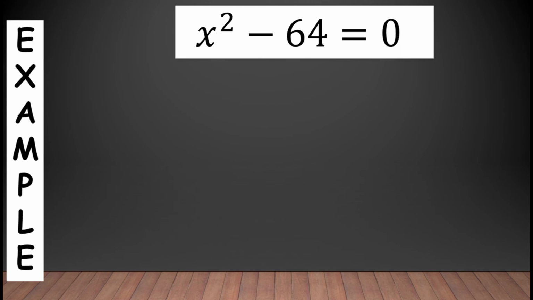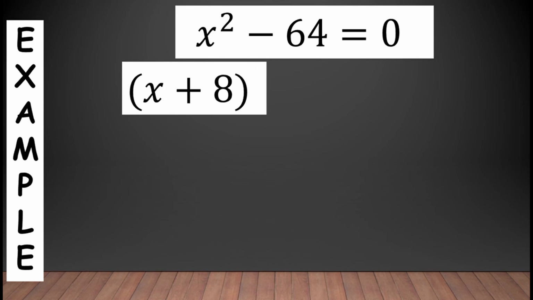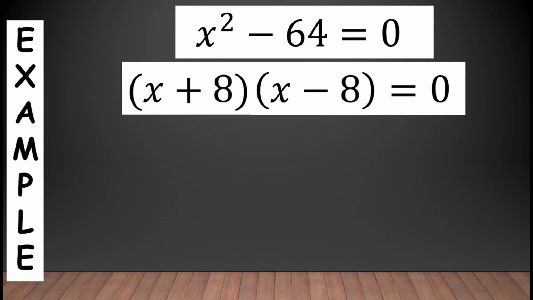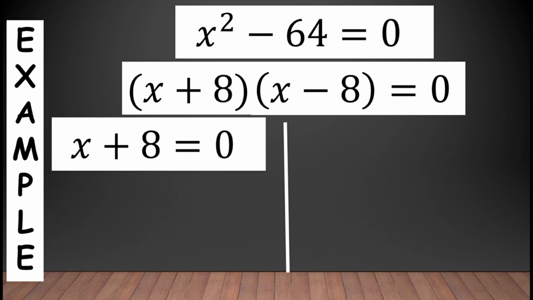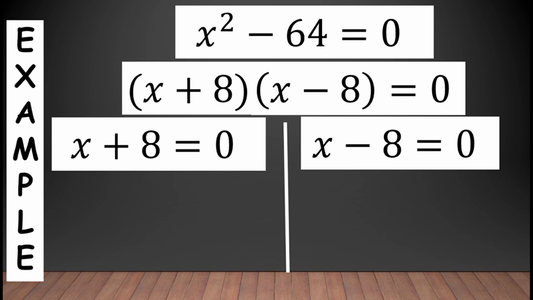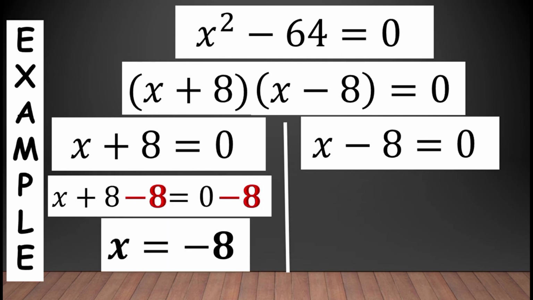So if our given is a difference of two squares, the possible factors would be the quantity x plus 8 times the quantity x minus 8 equals 0. Apply zero product property by setting each factor equal to 0. This means x plus 8 is equal to 0 and x minus 8 equals 0. Let us simplify first the left side, x plus 8 equals 0, using subtraction property of equality. Subtract both sides by 8. Simplifying it, the first solution would be negative 8.